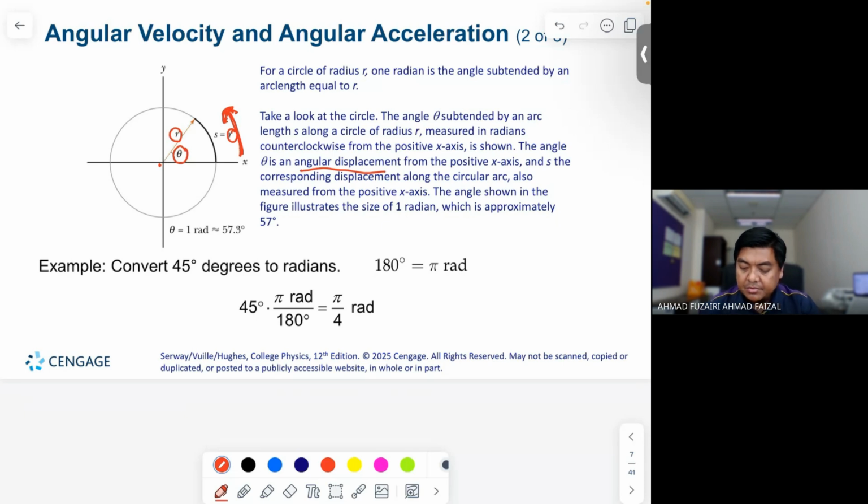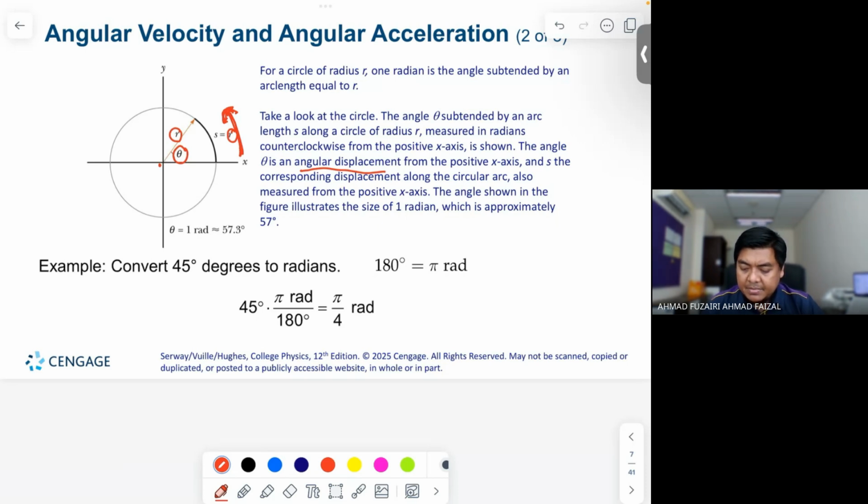Okay, so let's continue. Again, theta is the angular displacement, which means when theta is multiplied with r, we can get s. So s is equivalent to r theta. That means s is the circumference or the arc length, panjang lengkuk, and it comes from the radius and also the angular displacement.